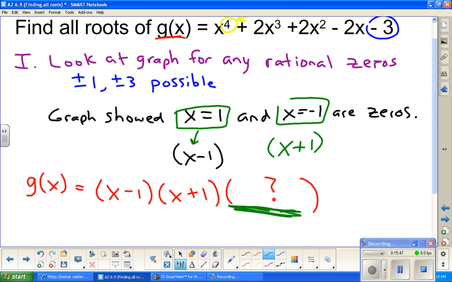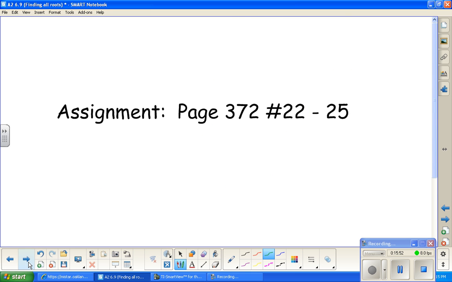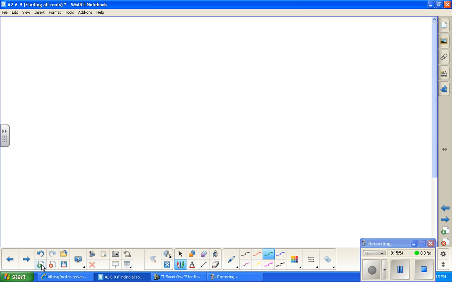Let me go to a new page here. Think about this. If I said something like 60 equals 2 times 3 times some missing piece, this is the exact same format of what we have. How could we find out what goes in the missing box?